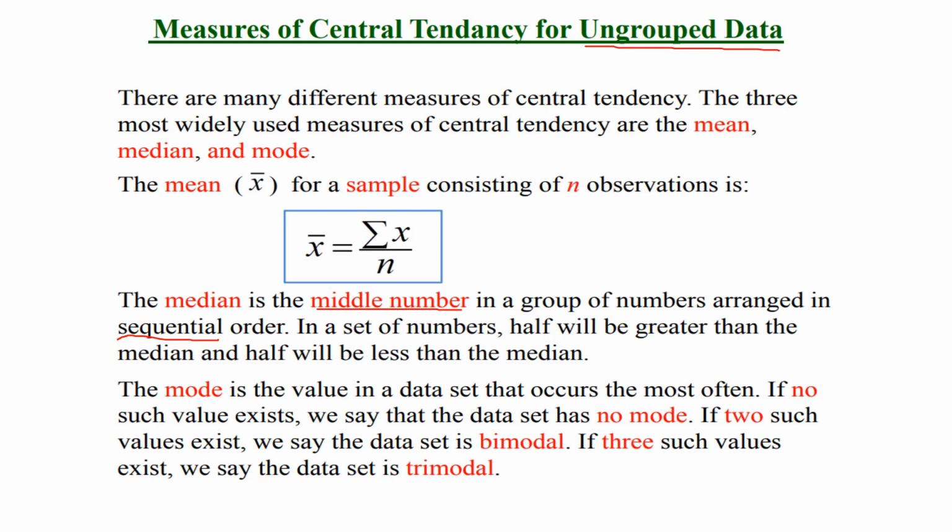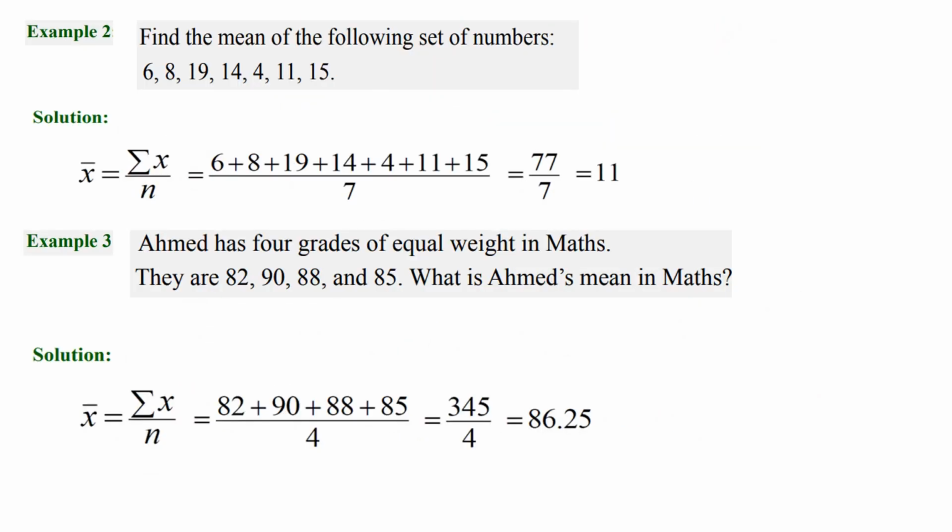Then mode is the value in a data set that occurs most often. If no such value exists, we say the data set has no mode. If two such values exist, we say the data set is bimodal. If three such values exist, we say the data set is trimodal. So the mode is the number repeated again and again. So let us discuss the questions under central tendency.